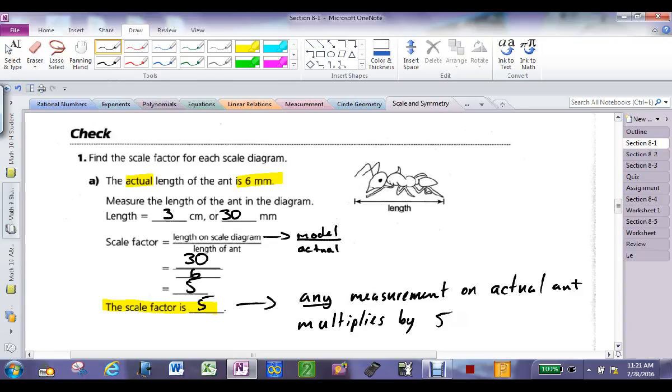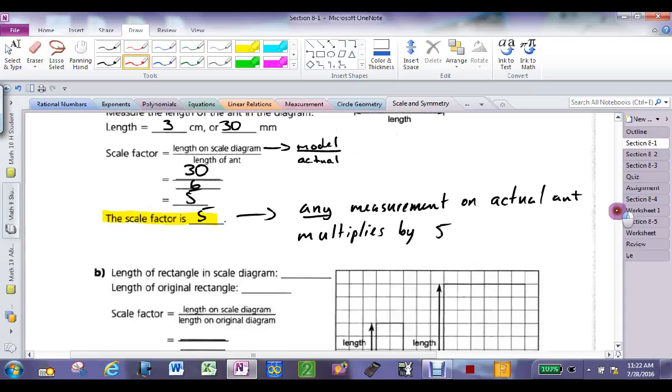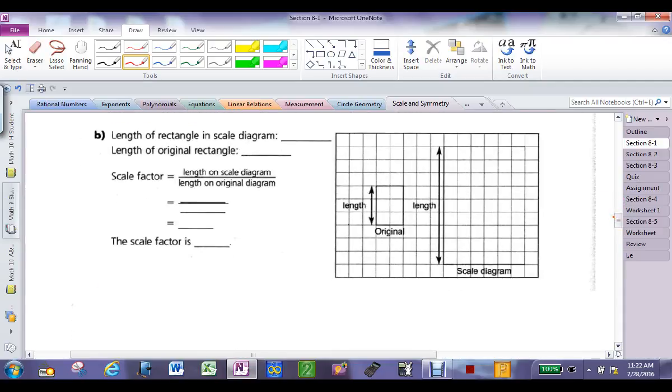What if I'm going the other way? You would divide. So if I measured this antenna on the drawing, what would I do to tell me the antenna length of the actual ant? Divide by 5. Everybody got it? It works both ways. And it's got a lot of real life uses. Okay, I'm going to show you one in a second. This is a little hard to see because it doesn't photocopy well. So I'm going to draw them on here.